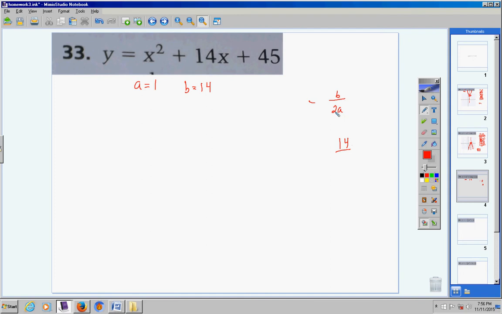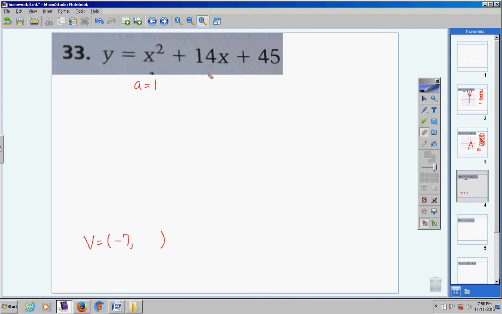Now in the denominator, 2 times a is 1, so it's 2 times 1. 2 times 1 is 2. Bring down your negative sign. 14 over 2 is 7. Bring down your negative sign. So there we go. The x value of my vertex is negative 7, so I'm doing pretty good so far.